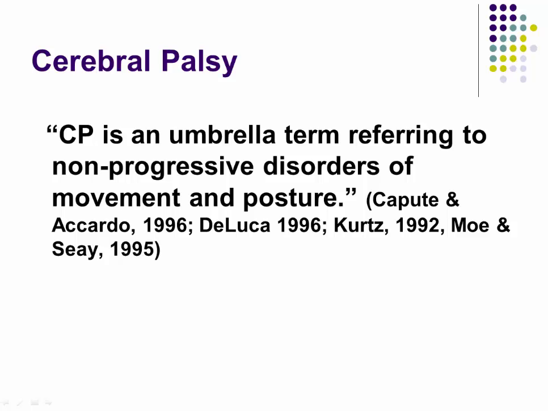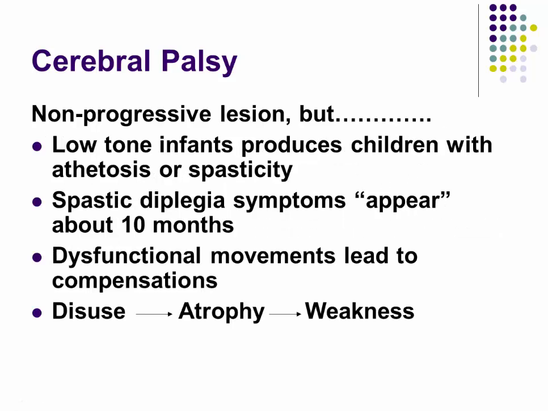So there's been some sort of brain damage as a result of many factors that we'll talk about in a minute. However, if you think about it being non-progressive, the lesion itself, or the damage to the area of the brain, may not be progressive, but there are many outcomes that result from that which aren't particularly non-progressive. Babies, many times when they're first born, are very floppy or very low-tone infants, and this results later on in life as they begin to move against gravity or have voluntary movements. It produces children who have athetosis or spasticity.